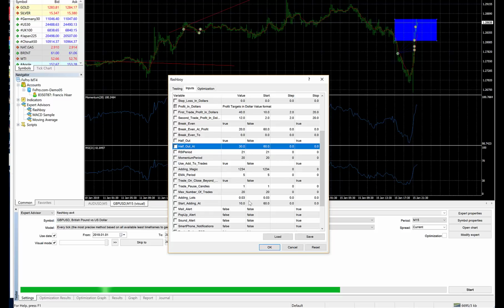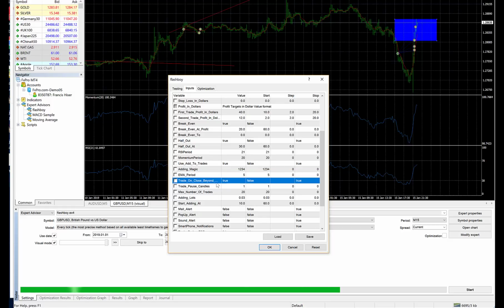If the trade's going well and is profitable, we can add additional trades using the use add to trades set to true. These added trades have their own magic number, and we're going to use the 5-period exponential moving average, but you can change that to anything that you would like.